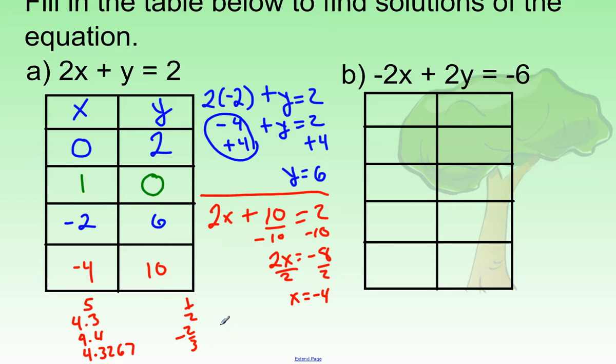Every single number you plug in has an answer for the x and the y. So if you plug a number in for x, if you solve your little equation, it will spit out an answer for the y.